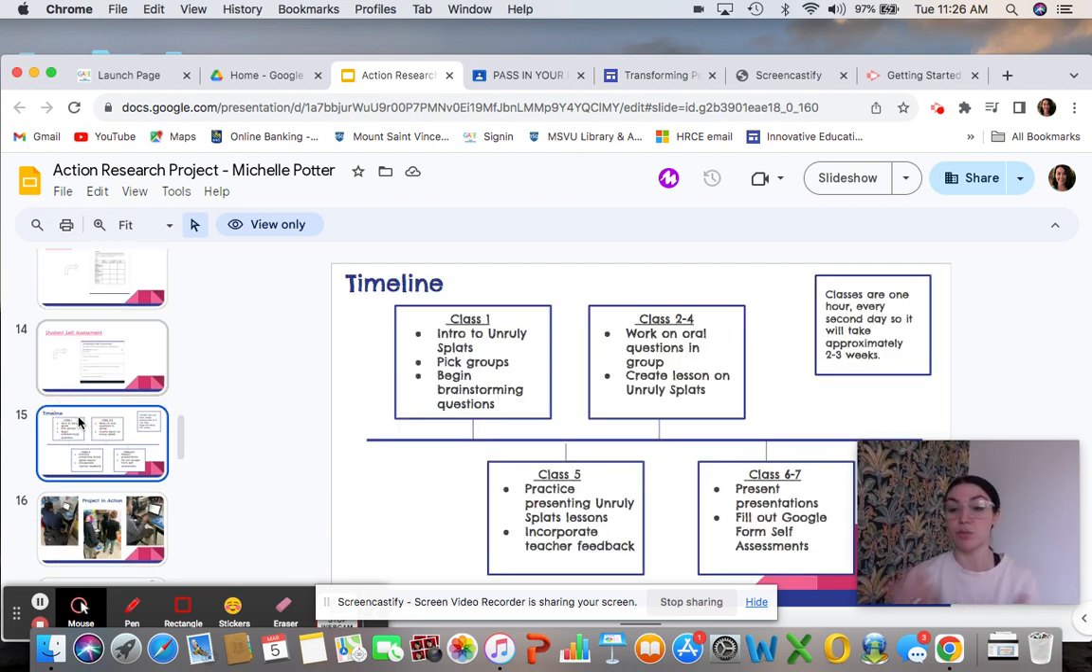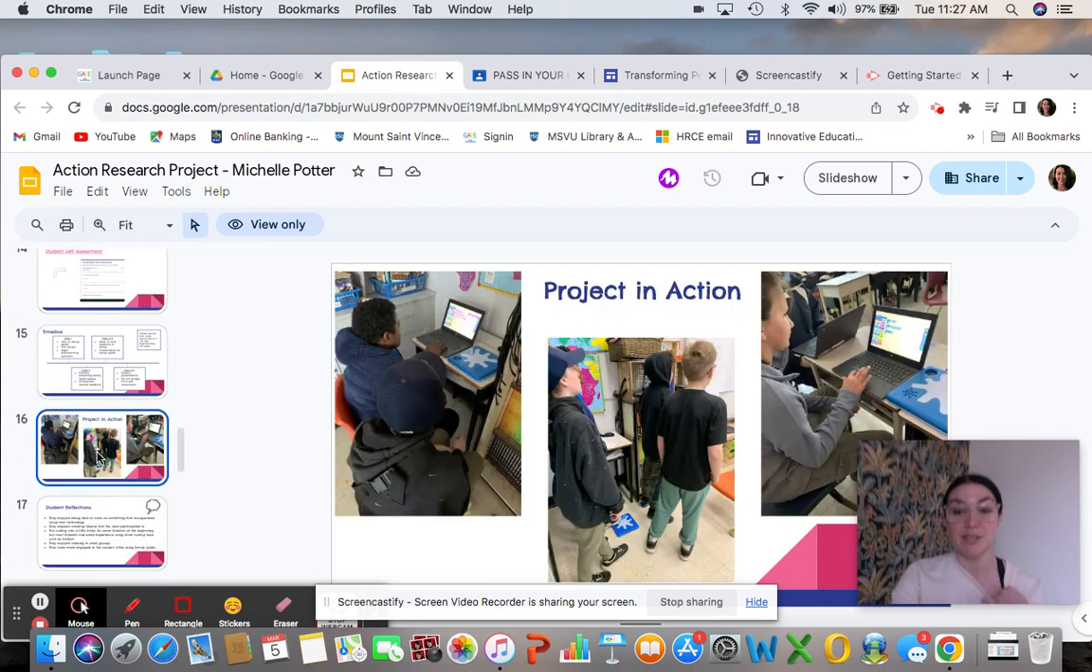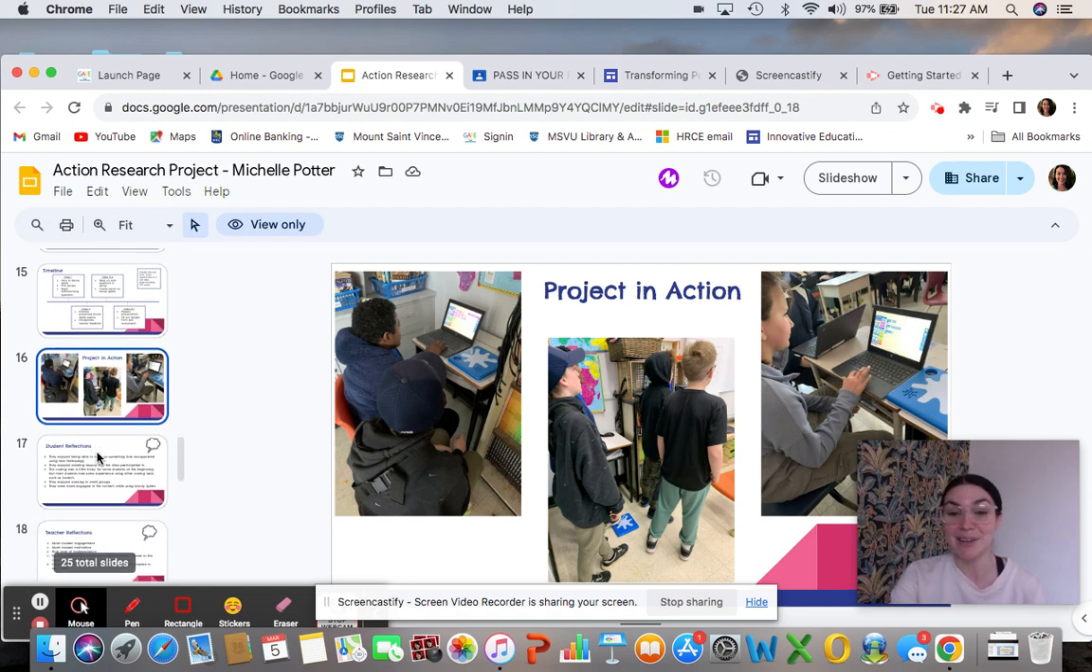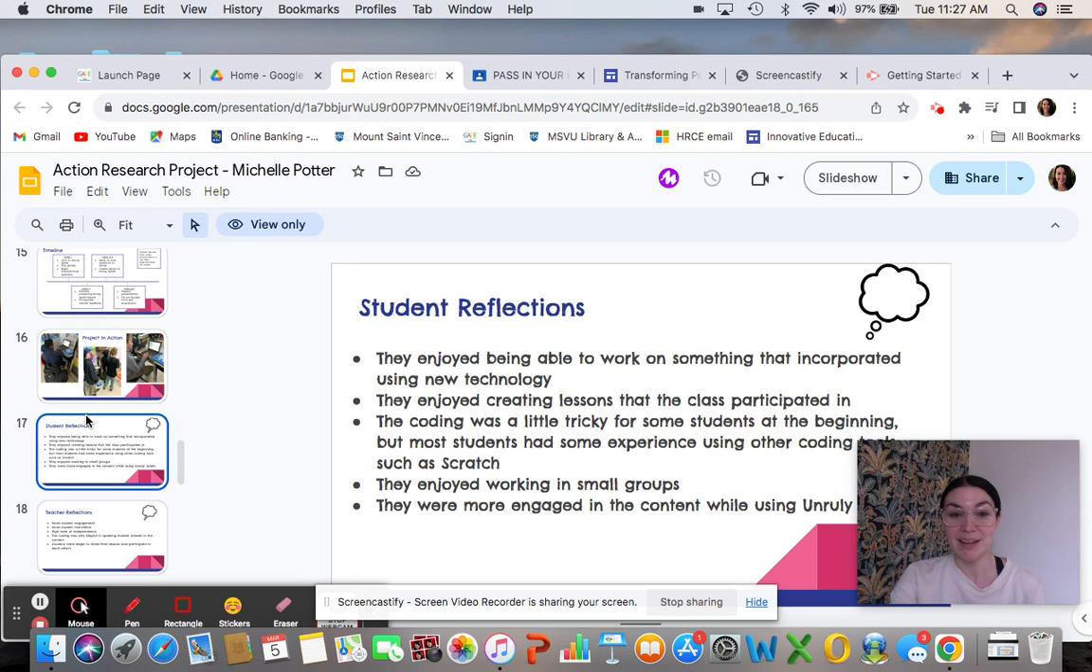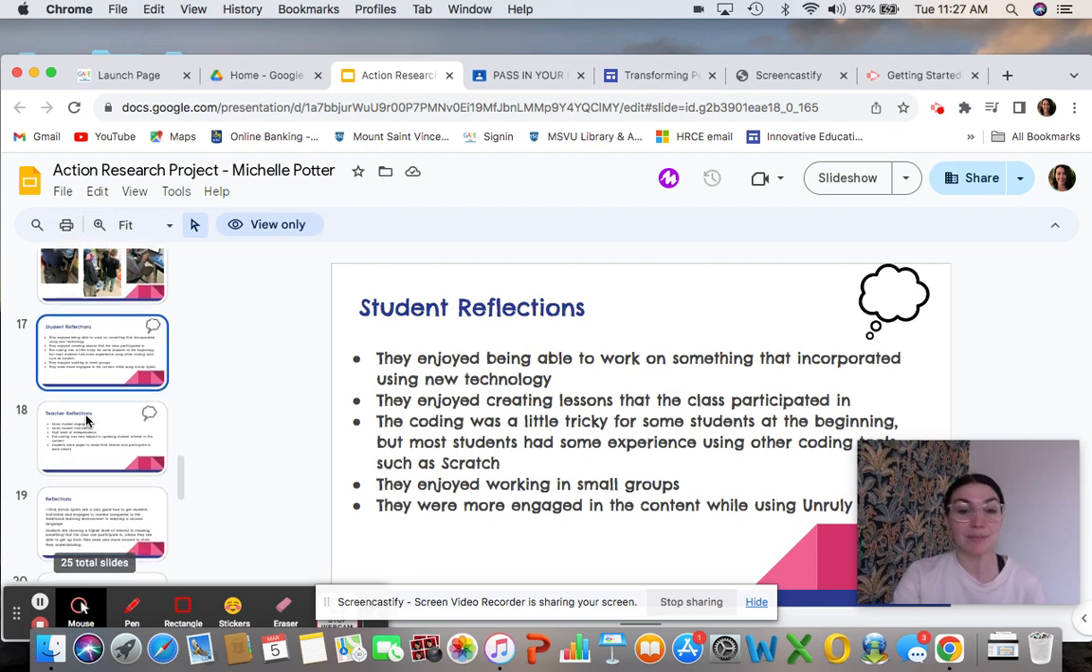I did it over a 2-3 week timeline where students were able to get introduced, work on their lessons, present, incorporate my feedback, and then also fill out their Google Forms. So just some pictures of students in action, really enjoying it in grade 6. I think my biggest reflections that I saw from students is how engaged and motivated they were compared to traditional learning. They really enjoyed creating new lessons.